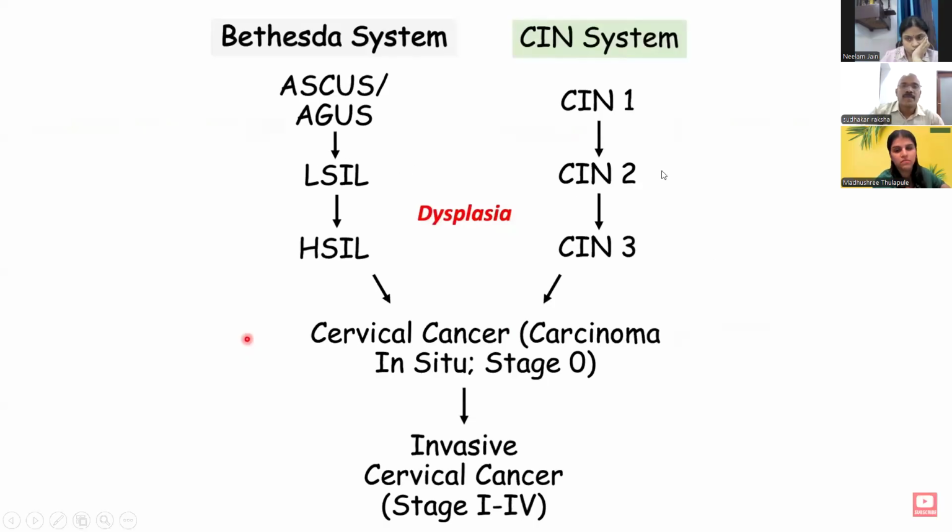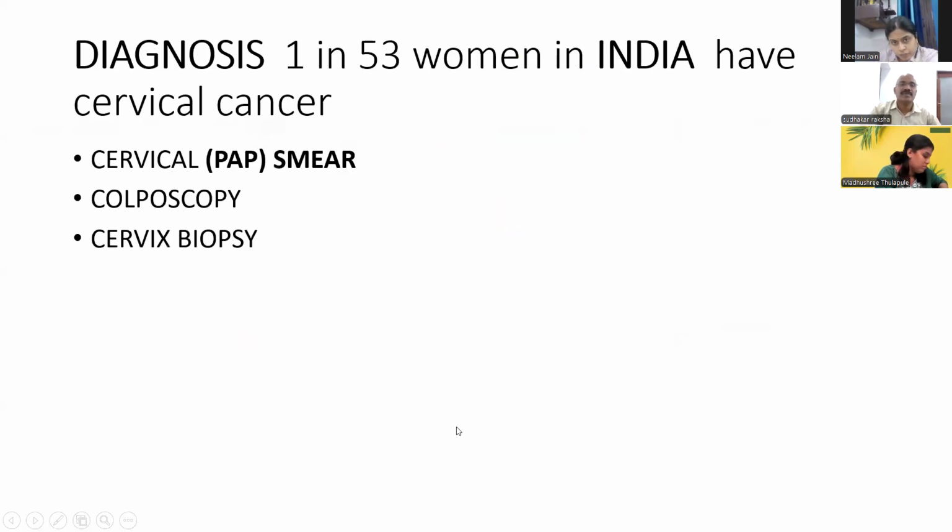So CIN2 and 3 correspond to HSIL. LSIL corresponds to CIN1. CIN1 corresponds to LSIL. They can progress to carcinoma in situ and invasive carcinoma. So the diagnosis of cervical carcinoma is by pap smear, colposcopy, or cervix biopsy.